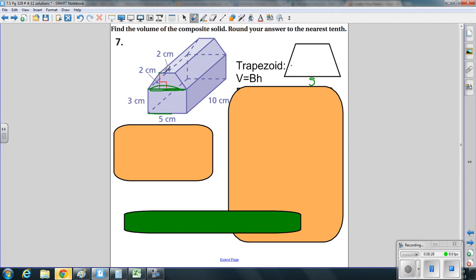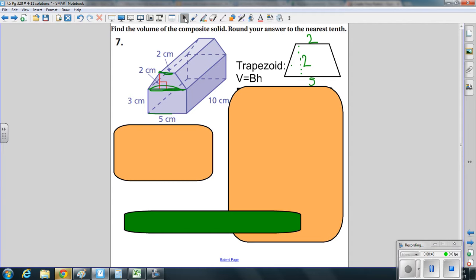And what is the length of this piece up here? I hope you're all saying 2. Now I need a height to this shape. How tall is it from the top to the bottom? If you take a look in the diagram, we have a height of 2.